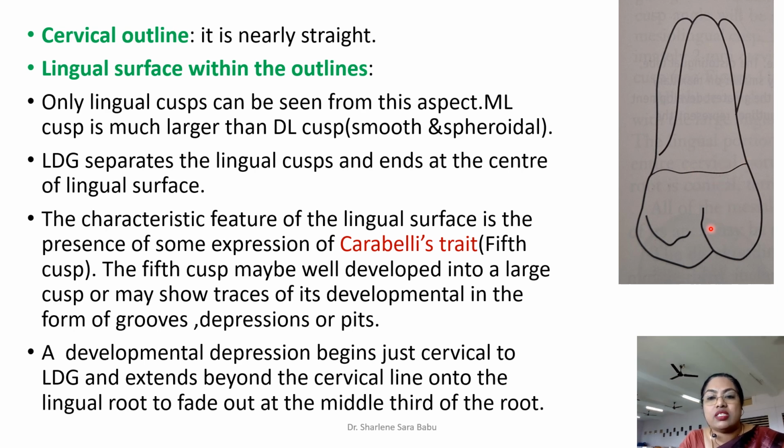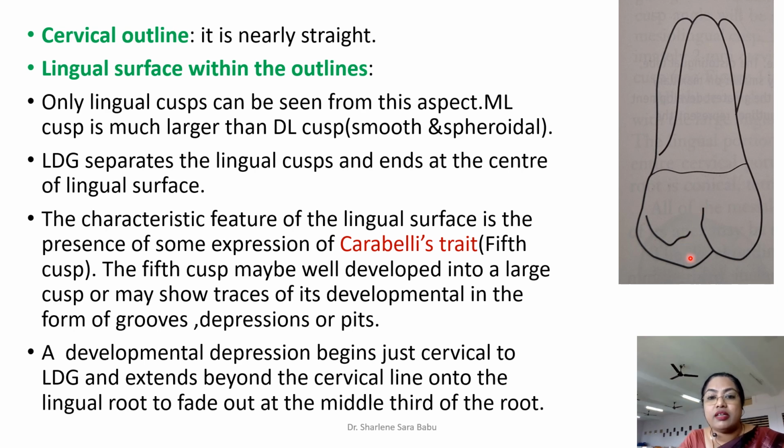Moving to the lingual surface within the outlines. Only the lingual cusps are seen from this aspect. Mesiolingual cusp is much larger than the distolingual cusp, which is smooth and spheroidal. The lingual developmental groove separates the lingual cusps and ends at the center of the lingual surface.